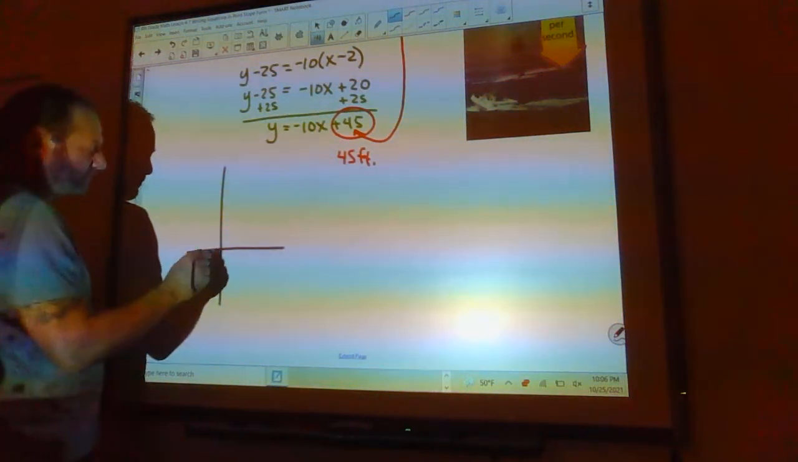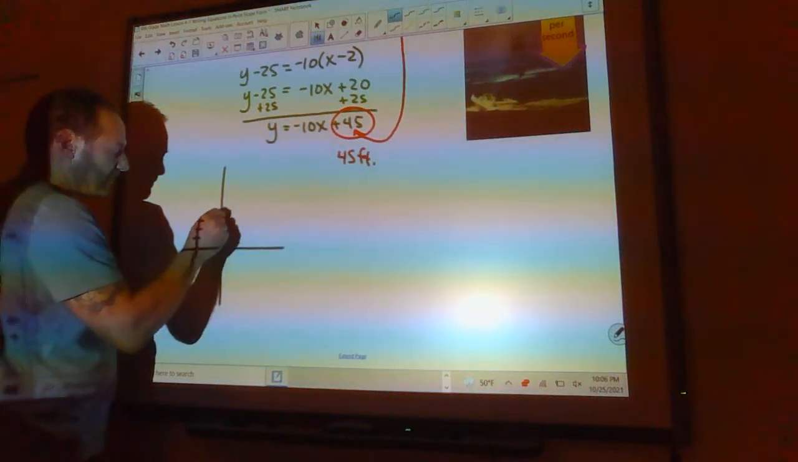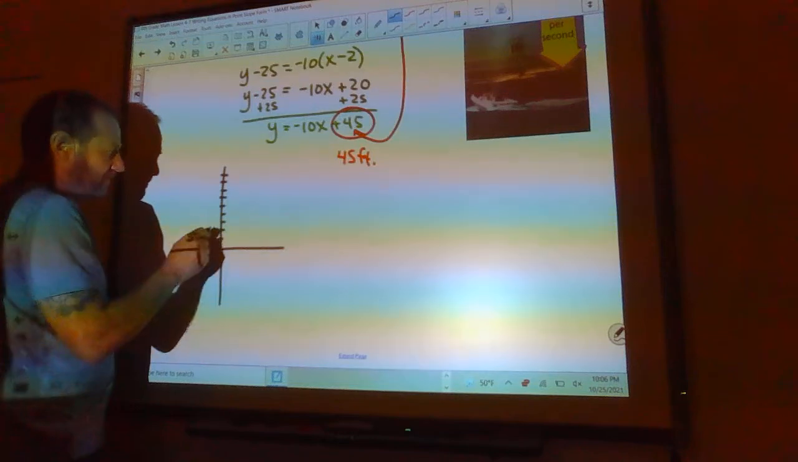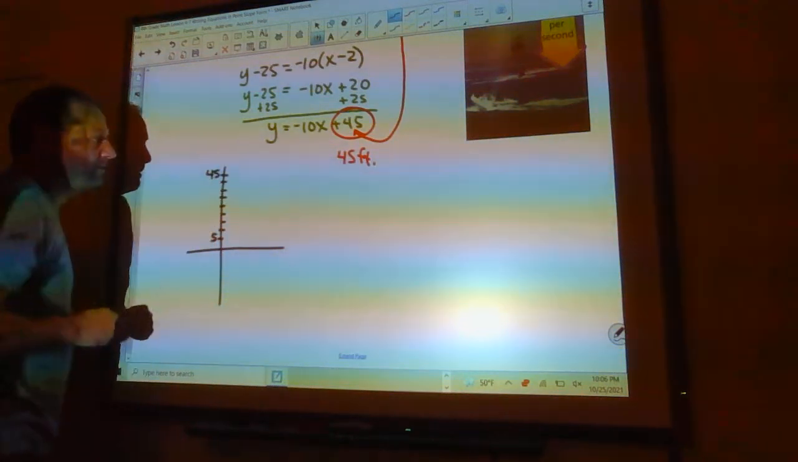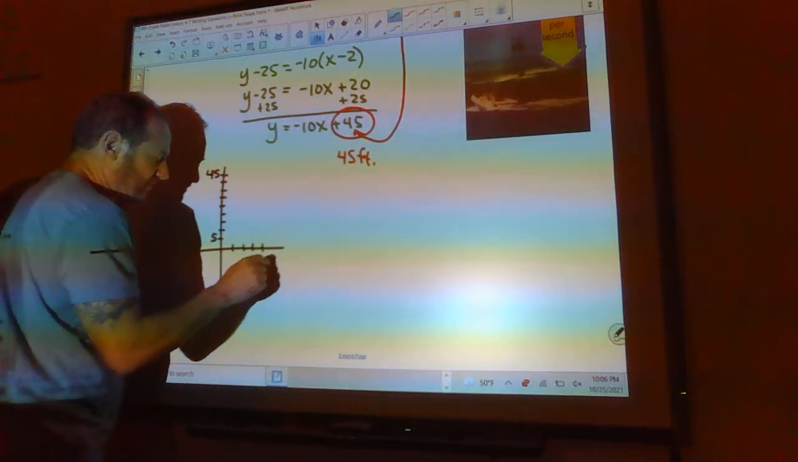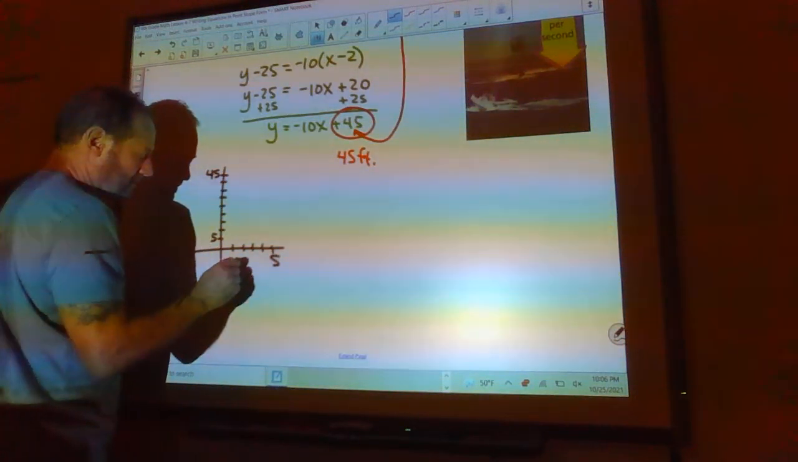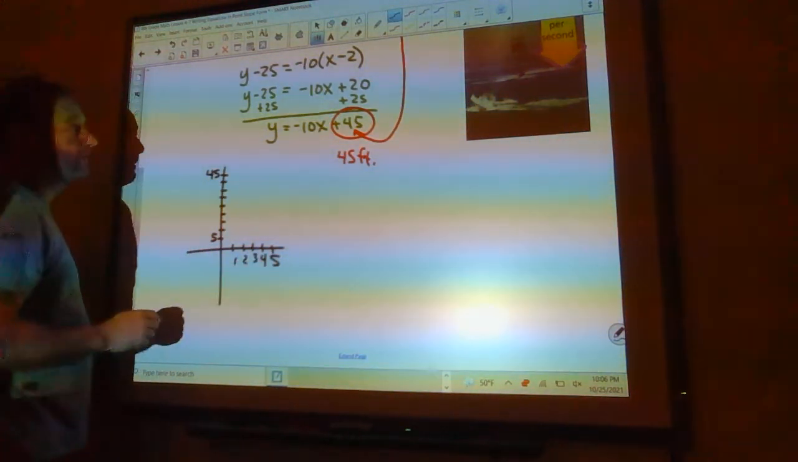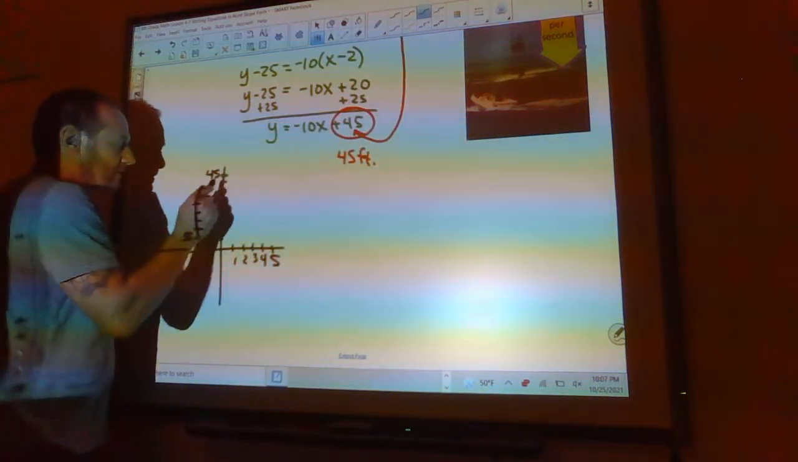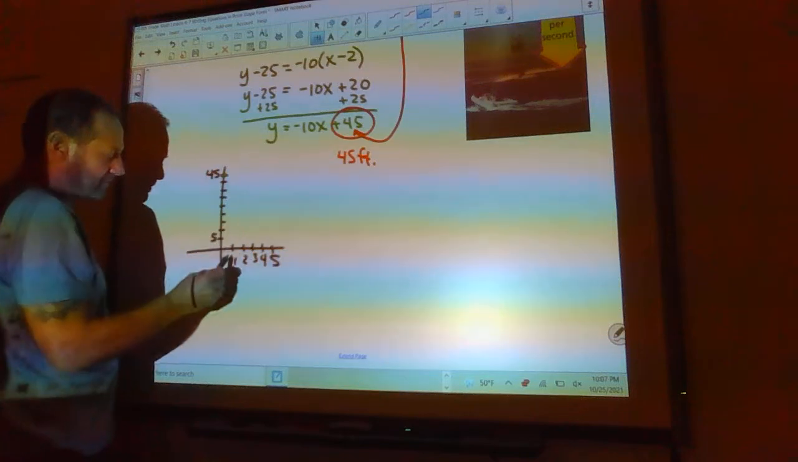Okay, my y-intercept is 45. 1, 2, 3, 4, 5, 6, 7, 8, 9. So we'll make each one of these 5. So this would be 45. 1, 2, 3, 4, 5. Okay, I'm coming down at 10 per. So here's where I start. I'm coming down 10 feet per second.